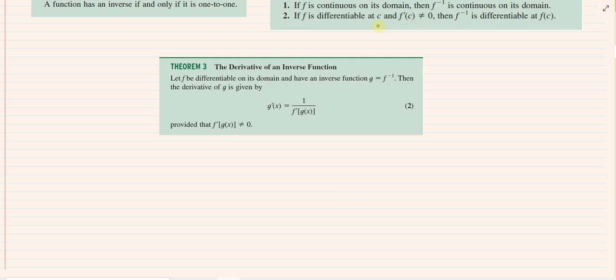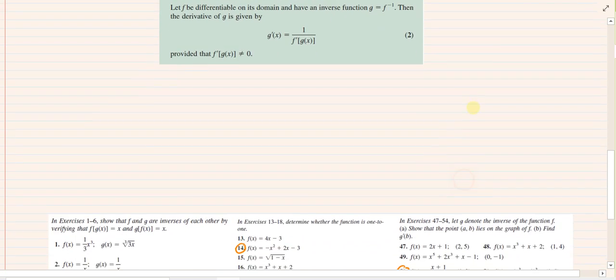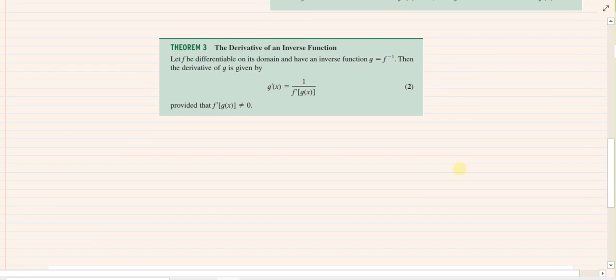So that's what the theorem tells us. This theorem builds a connection between the derivative of the inverse, remember g prime is the inverse, and f prime is the original function. So a function and its inverse, that's how they are related to each other. And of course, provided the denominator is not 0. And we will see an example of this in a moment.